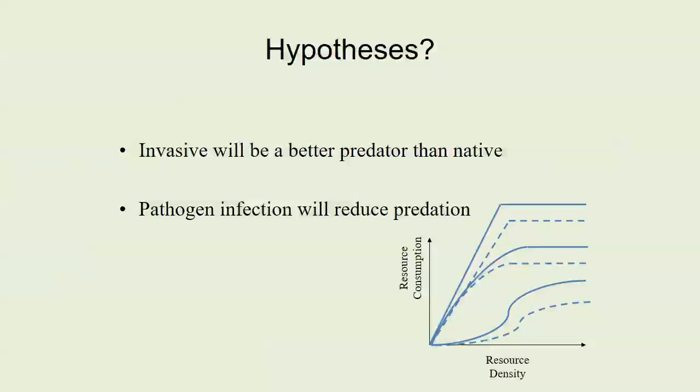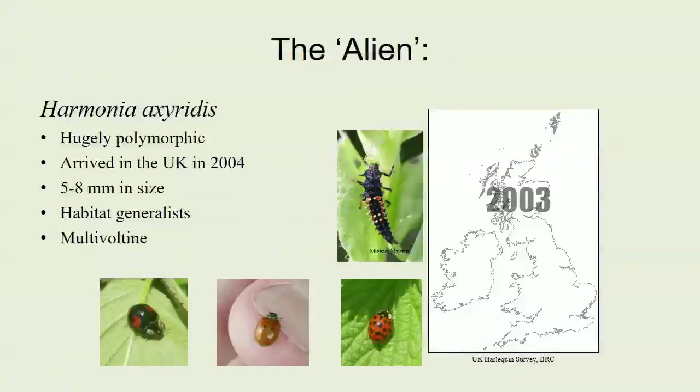So the first player in the story is our alien, which is the Harlequin ladybird. This species is native to Asia and was released throughout Europe as a biological control agent. It arrived in 2004 and since then has spread rapidly throughout the UK. Its spread in the UK has now started to slow, but its global spread is still continuing. It's quite a large ladybird in comparison to our native species, and it's a generalist, both in terms of its habitat preferences and its prey.